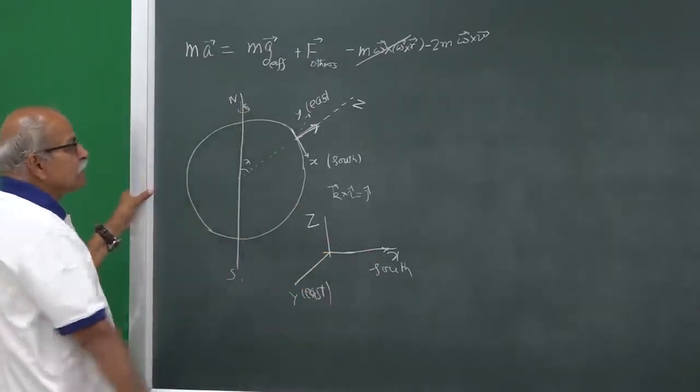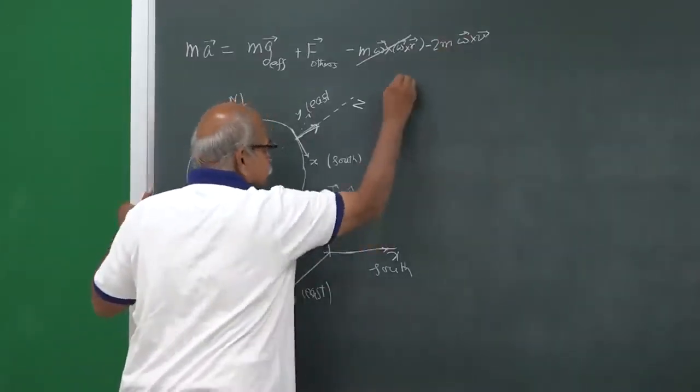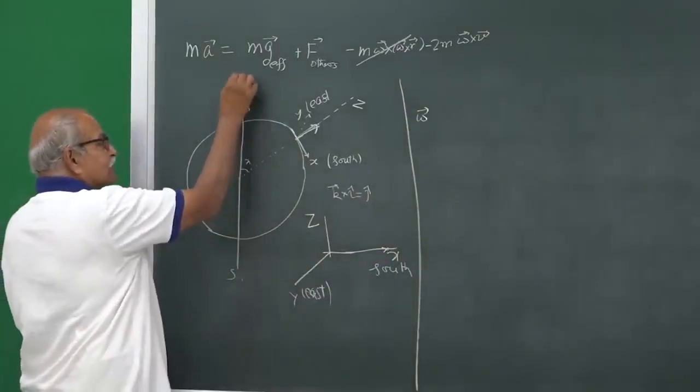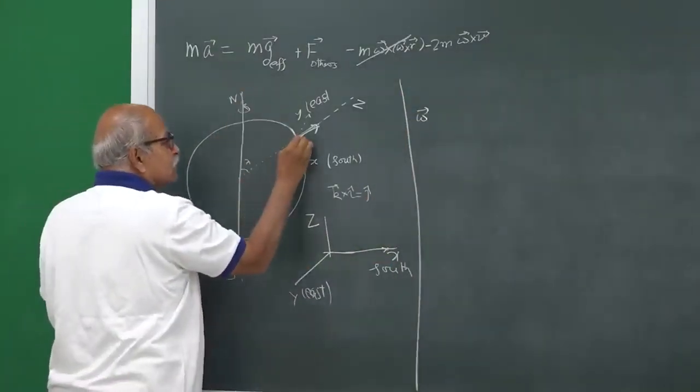Now, in this system, what is this omega? Omega vector is here. This is the omega vector.